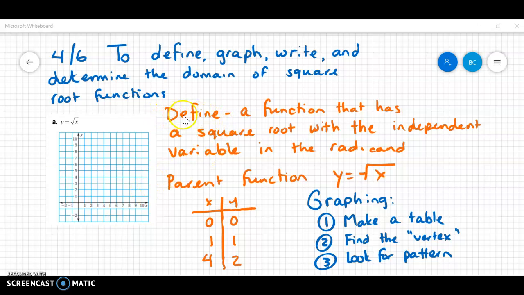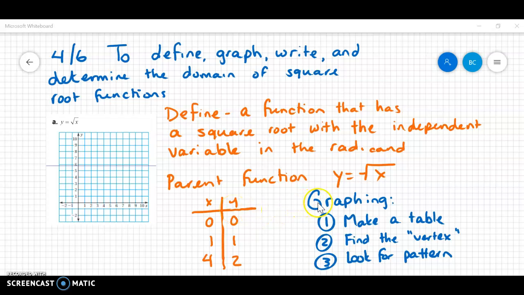So first let's start with defining a square root function. It's basically a function that has a square root symbol, and the independent variable is in the radicand. So the parent function is y equals the square root of x. That's the first one that you graphed this morning. And again, I hope that you used a table to graph it.